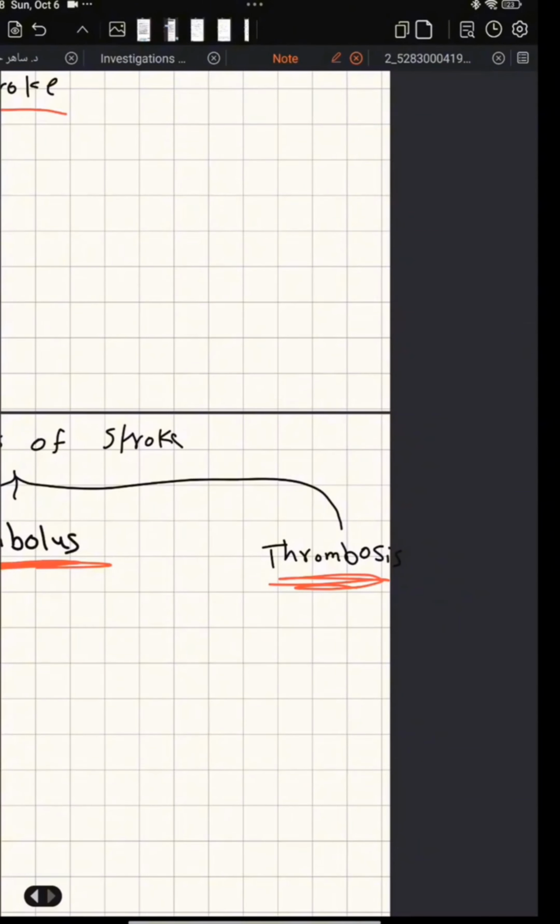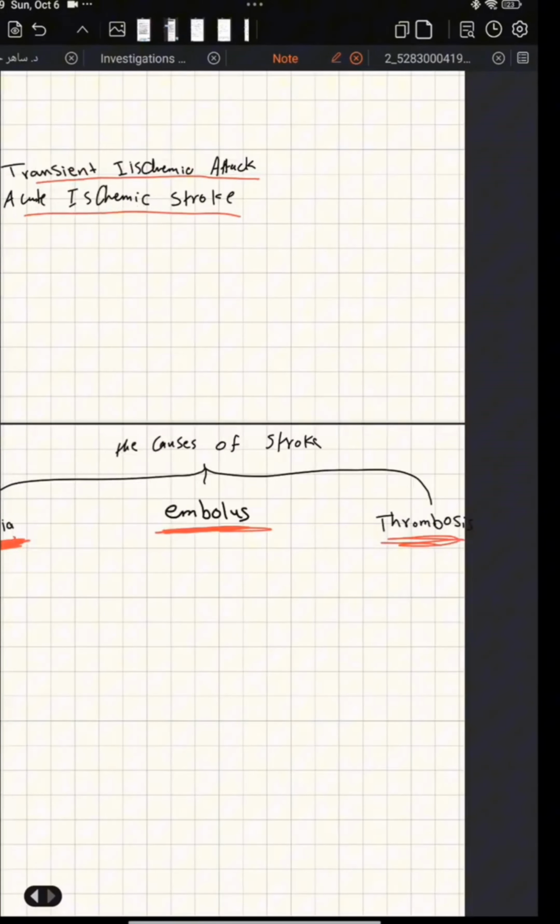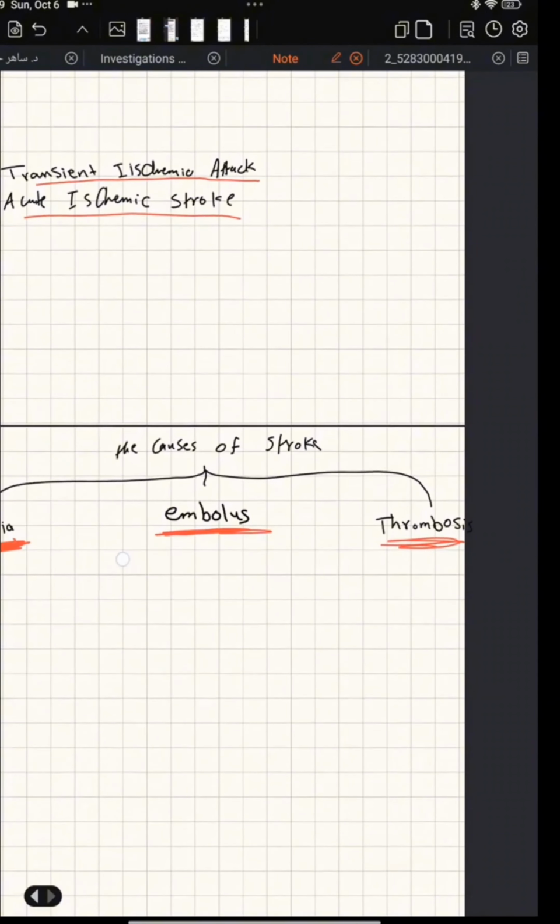Okay, what about embolus? It occurs when there is a blockage within a small vessel, such as the lenticulostriate arteries, or large vessels, such as the internal carotid artery, vertebral artery, basilar artery, or middle cerebral artery. In these vessels, usually plaques accumulate. The plaques rupture or fissure, leading to formation of a clot, then occlusion of the blood flow, in a small vessel or large vessel.